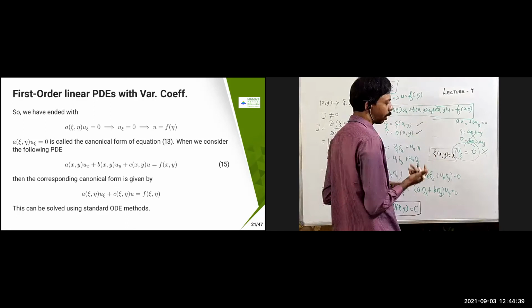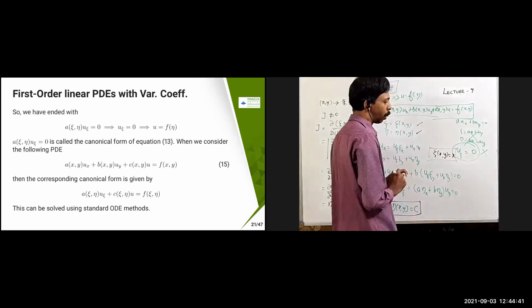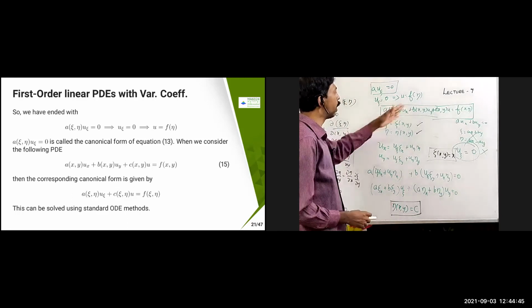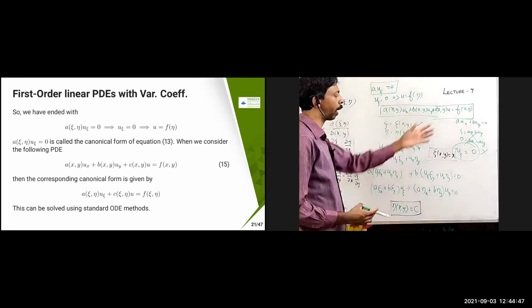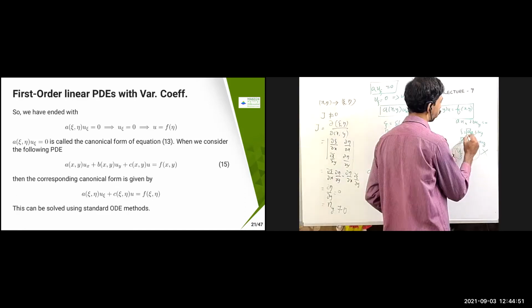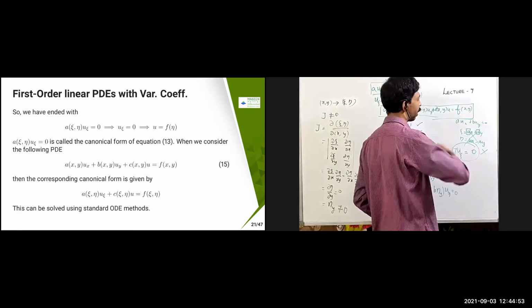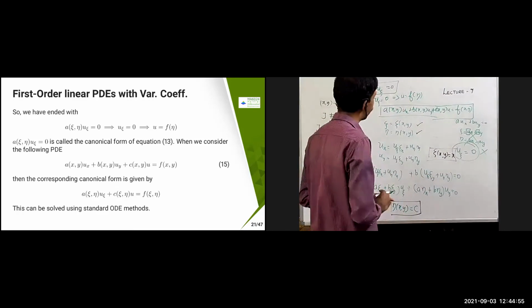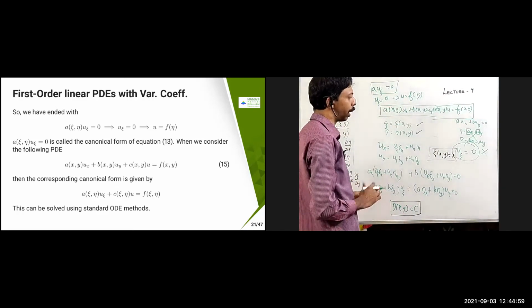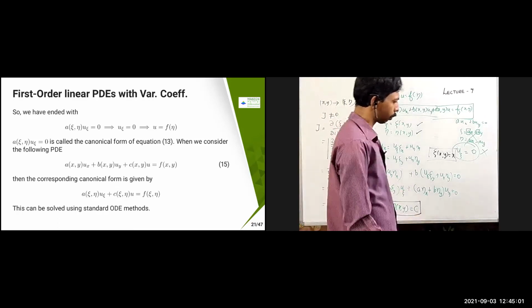Here you don't know what a(x,y) and b(x,y) are. Randomly some curves will be given. I can put e power xy or sin xy, and then you can't find it in this way. Here it is constant, therefore you can put it, and you can find exactly the characteristic lines. Here you are going to get characteristic curves only, and that curve you cannot determine easily.